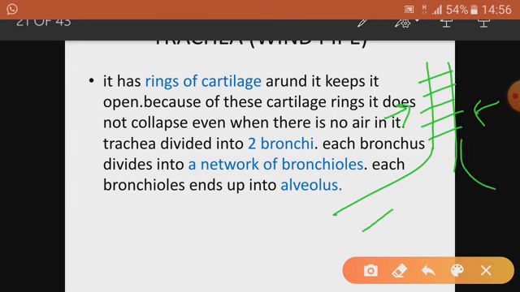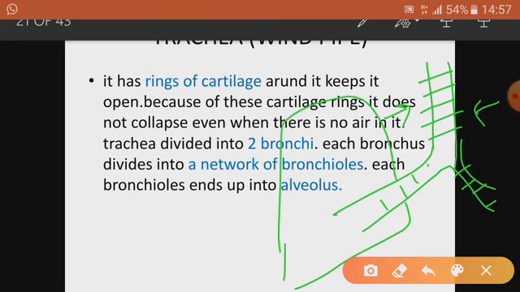Then this trachea divides into two bronchi and they enter the lungs. This is the lungs, and inside the lungs these bronchi divide and redivide many times into bronchioles, and every bronchiole ends up as a bunch of grape-like structures which is known as alveolus.